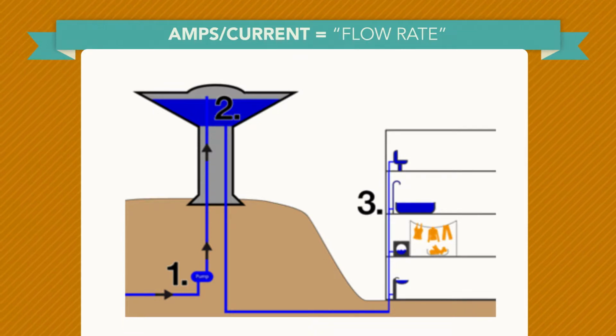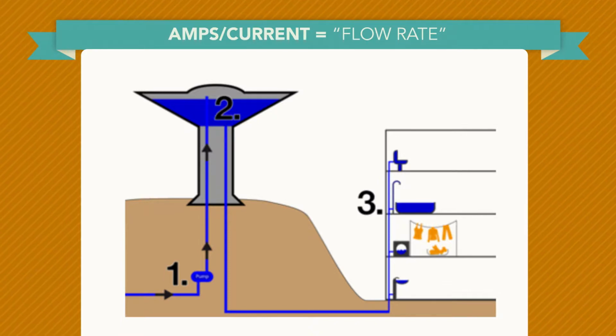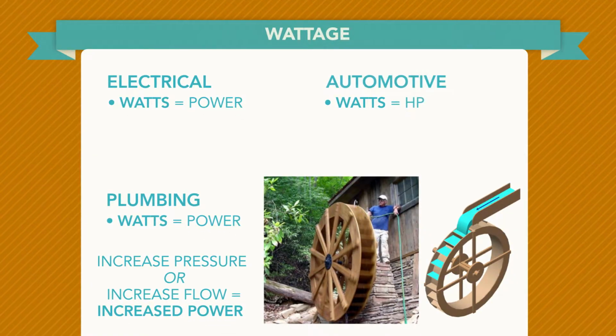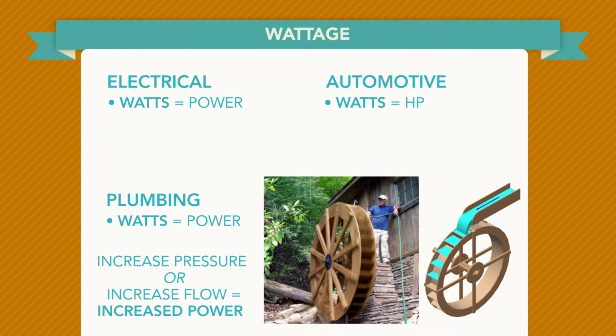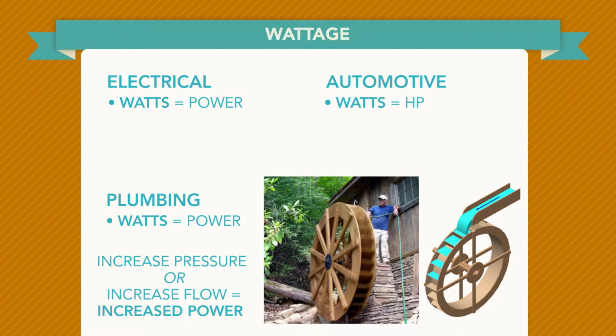This flow of water is similar to electrical current. Current is the flow rate of electrons through the circuit. Take a hose and point it at a water wheel, like the ones that were used to turn grinding stones in water mills. You can increase the power generated by the water wheel in one of two ways.